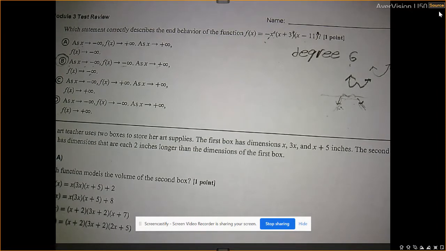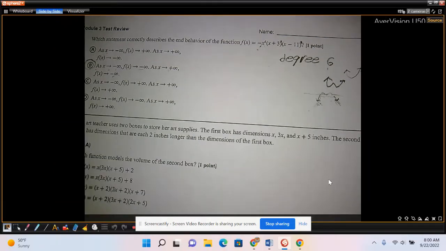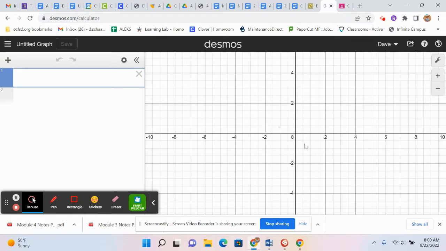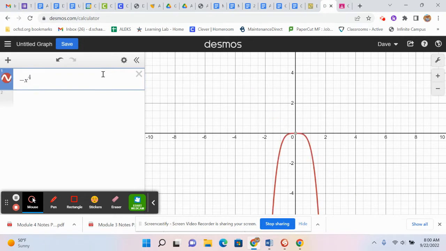I'm going to kind of switch off showing Desmos and graphing calculator, but let's go here. It would just be simply plugging it in. So we have negative x to the fourth, and then x plus 3 times x minus 11. So I just enter that in.